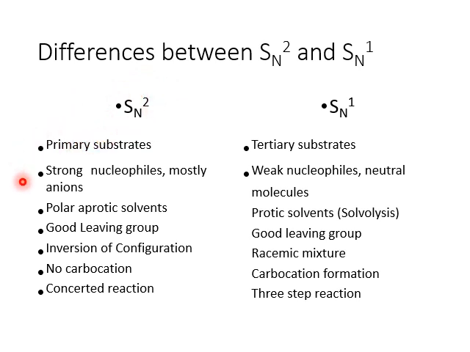SN2 uses strong nucleophiles, mostly anions. They're necessary. Polar aprotic solvents, you need them so that the reaction takes place. You need a good leaving group so that it all happens simultaneously. And the most important part to understand is the inversion of configuration.